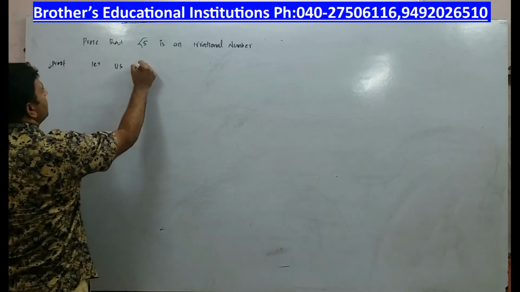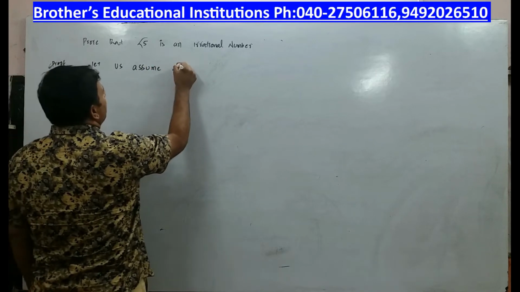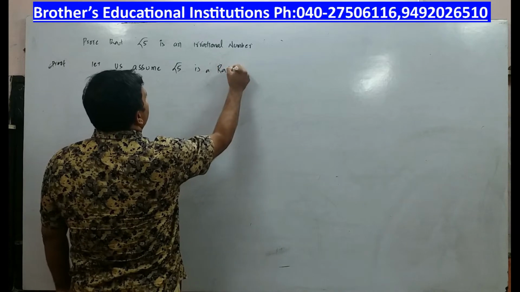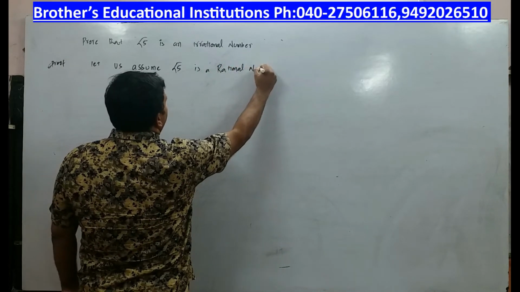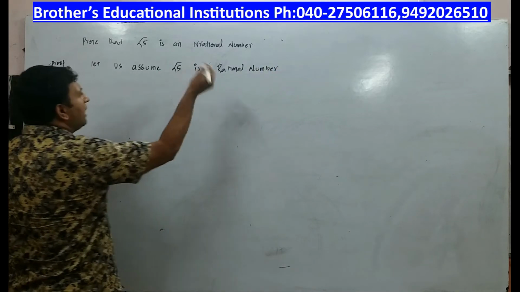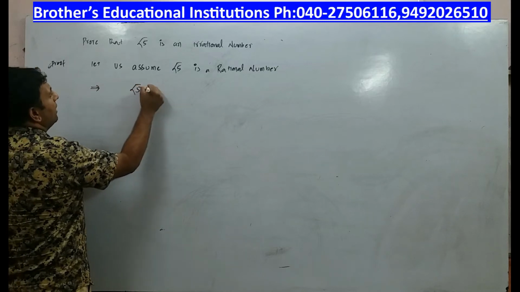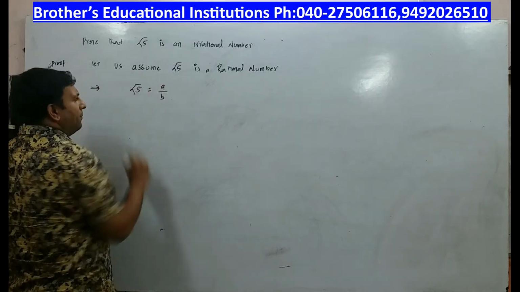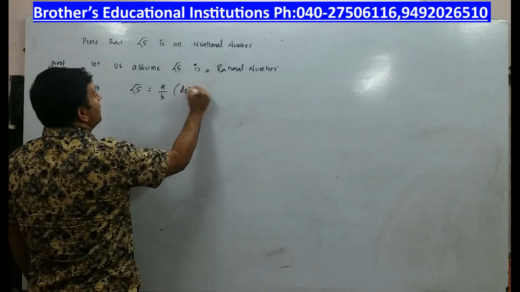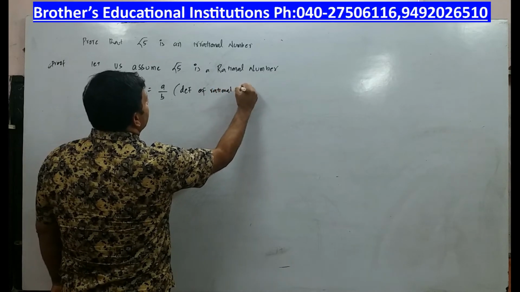Let us assume that root 5 is a rational number. Now if root 5 is a rational number, what does it mean? It means root 5 is equal to a by b. Why is root 5 equal to a by b? This is the definition of rational numbers.